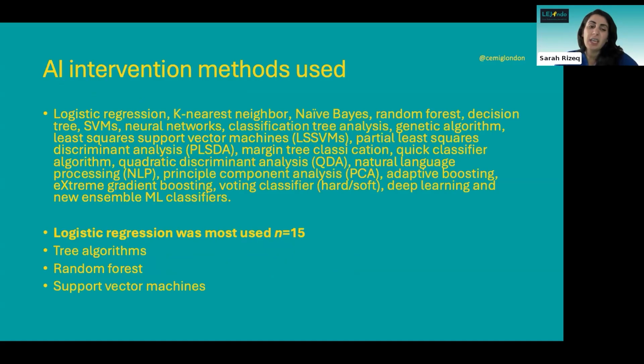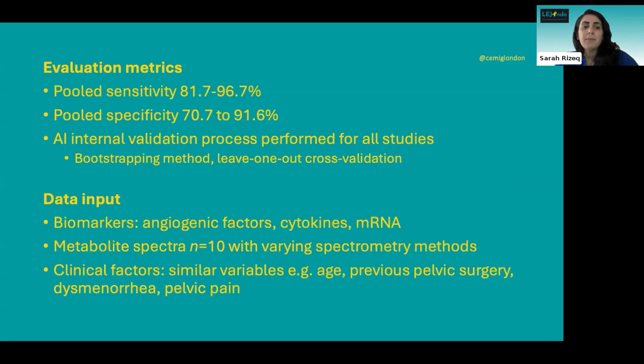And the thing I can conclude was that logistic regression was the most commonly used in the studies, but essentially it was all of those that were used there. Next slide. They then went to, again, trying to compare studies. They wanted to know what the sensitivity and specificity was of each model, and they pooled those.